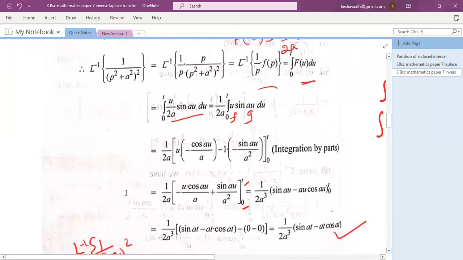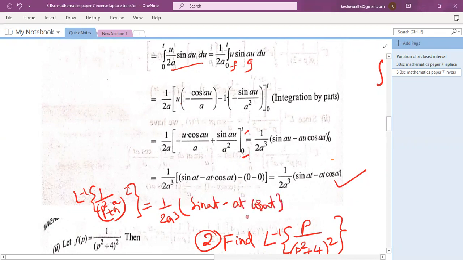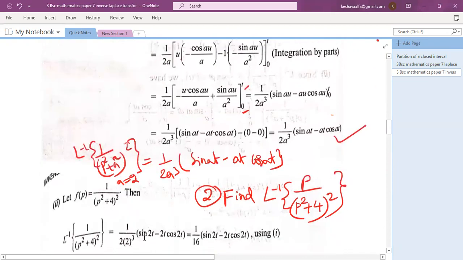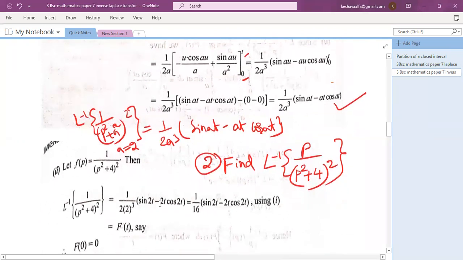So 1 by (p square plus a square) whole square is equal to 1 by 2a cube (sin at minus at cos at). So simply put a is equal to 2, that means a square is 4. So with a equal to 2, we get 1 by 2 into 2 cube, (sin 2t minus 2t cos 2t).